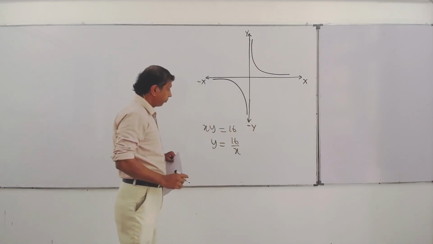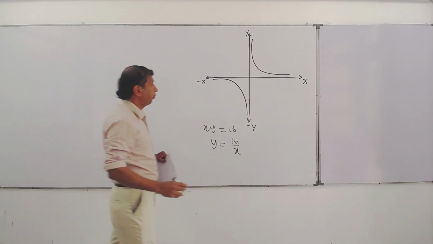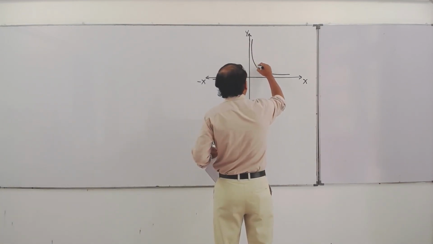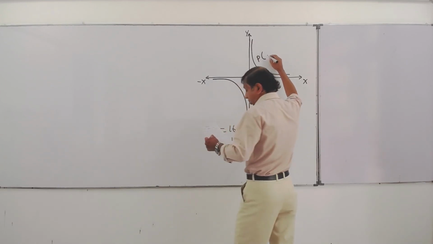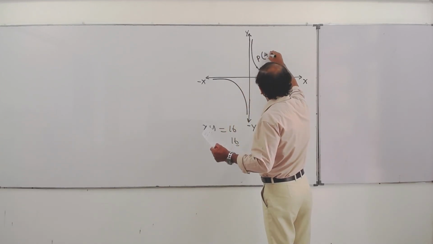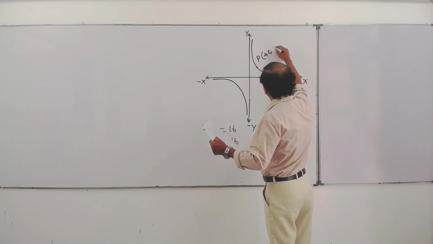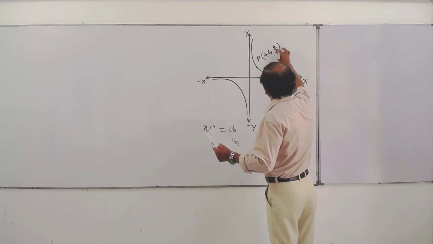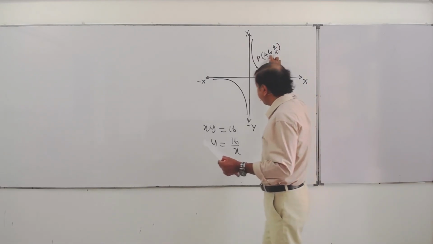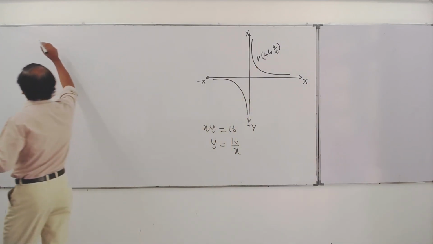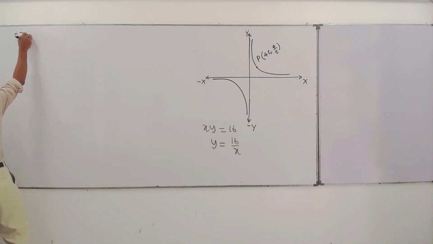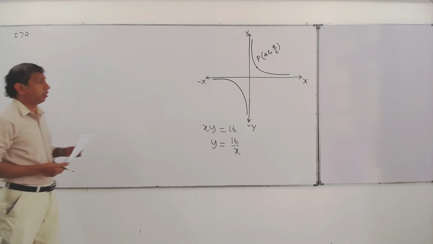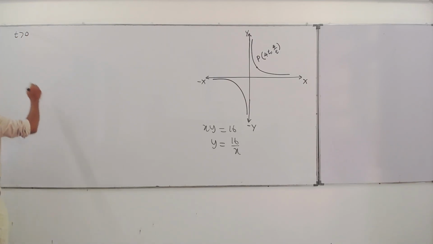Right. Now there's a point in the first quadrant, P. It is 4t comma 4 over t. This P is in the first quadrant. Therefore, both coordinates should be positive. For that, t must be positive, no? Right. t is positive. Otherwise, the point P cannot be in the first quadrant. xy equals 16.